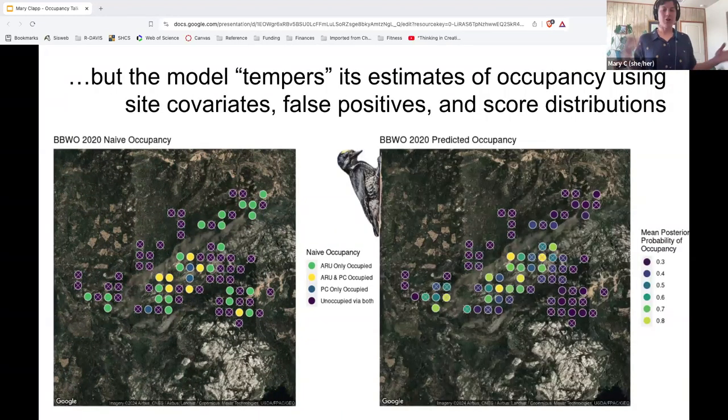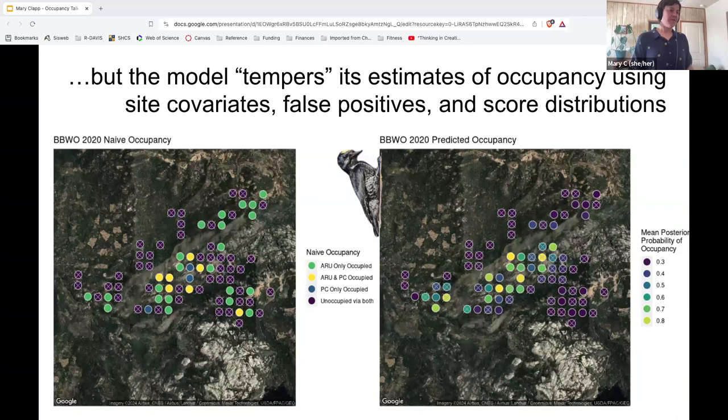So it seems to incorporate all of these data types together. It tempers its estimates of occupancy using a combination of the site covariate, so in this case, we included a site covariate of burn severity, its estimation of false positives, and those distributions of scores at the unoccupied and occupied sites to estimate occupancy. And this graph, I should say, is a little bit circular in that it back predicts occupancy from the data using the same data for those particular sites.